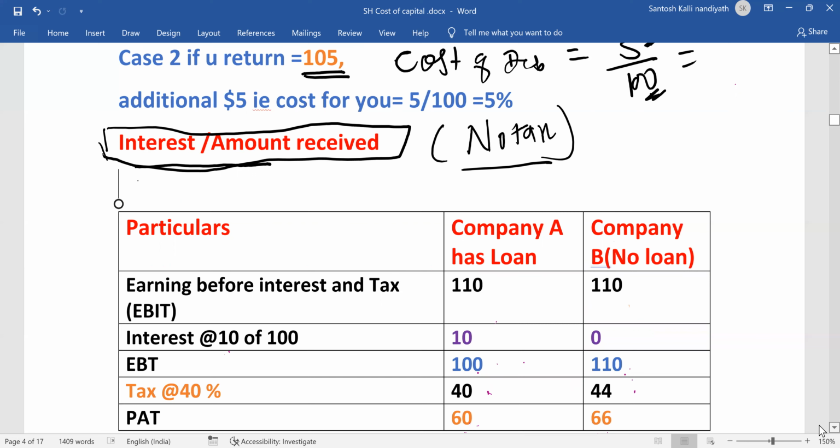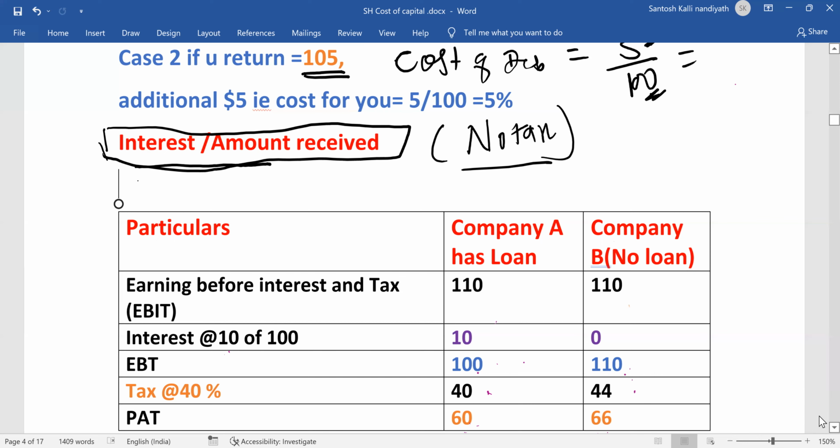Is it clear? Anyhow, I will share these details of what we are discussing right now, but generally this is an important point, you can note it down and it would be useful for you.